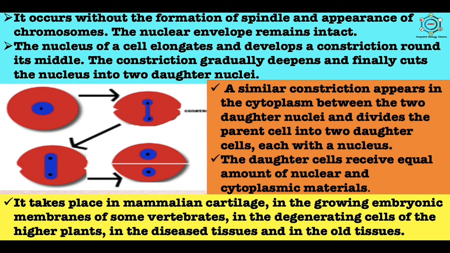Now, where does amitosis take place? Amitosis takes place in the mammalian cartilage, in the growing embryonic membrane of some vertebrates, in the degenerating cells of the hair plants, in diseased tissues and in old tissues.